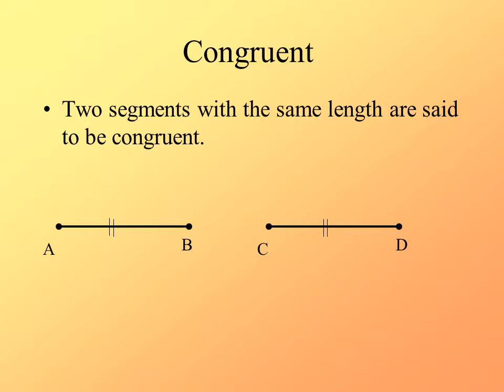You mark them congruent with these little tick marks. So I put 2 tick marks on AB and 2 tick marks on CD, and those tick marks indicate that the length of AB is equal to the length of CD. And you can use 1 tick mark, 2 tick marks, 3 tick marks, however many you need, but whichever one you're showing it's congruent to should have the same number of tick marks.